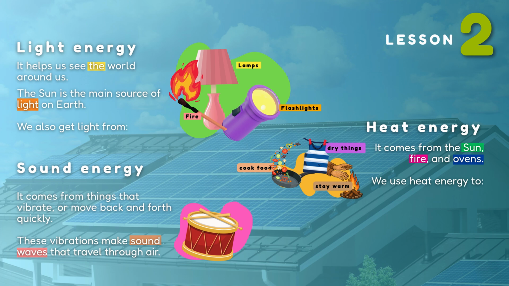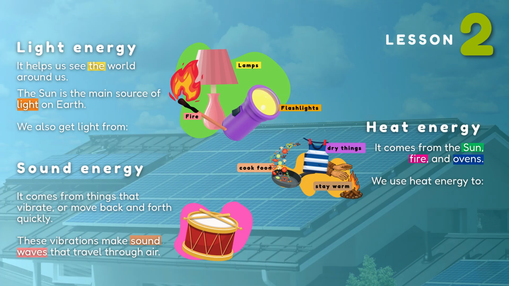Light energy. It helps us see the world around us. The sun is the main source of light on Earth. We also get light from fire, lamps, and flashlights.